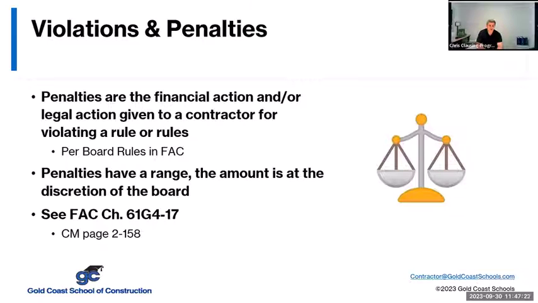See the Florida Administrative Code, Chapter 61G4-17. That's page 2-158. And if you go to that page, you'll see there's a table there. The first column is the violations column, and then you have the penalty ranges, minimum, maximum. And just be aware there are within these a first offense, a second offense, or a first offense and repeat offense. So you would identify the violation, and then you would just go over and look at the range. They could ask you various different types of questions off that chart.